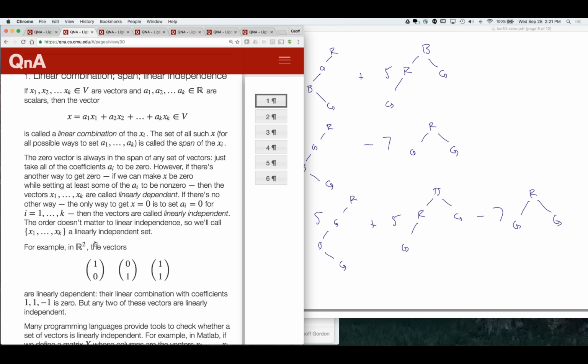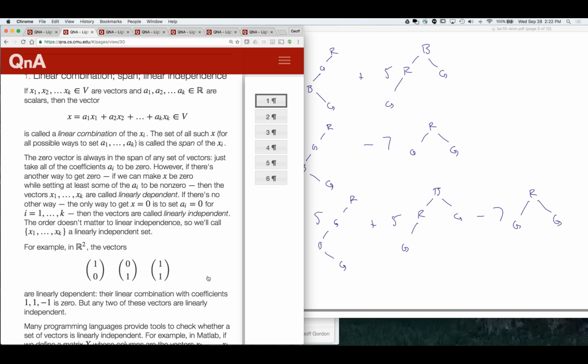And so these vectors are linearly dependent. If vectors are not linearly dependent, in other words, if the only way to get 0 as an output is to set all of the coefficients to be 0, then the vectors are called linearly independent. And so, for example, this pair, the first two vectors here, are linearly independent. So are the last two, right? So is the first and the last.